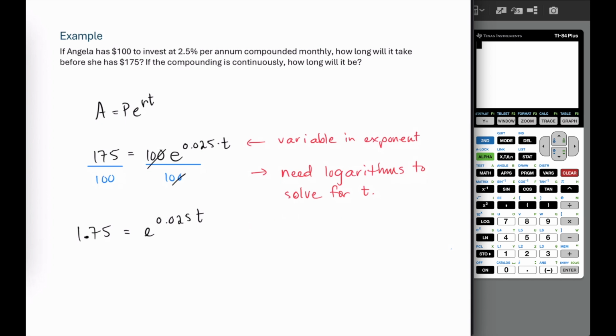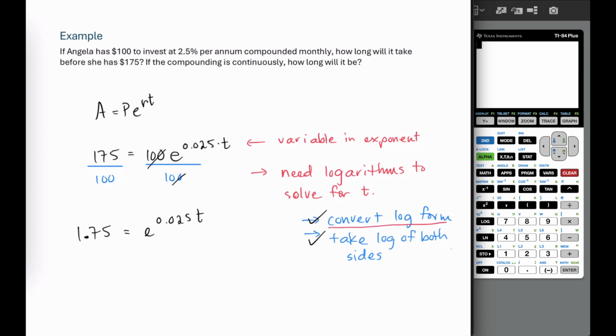Remember, there's two ways that we can bring logarithms into this equation. Number one is that we can just convert to log form, and the other is that we can take the log of both sides. In the first part of this example, we took the log of both sides, so this time, let's just convert it to logarithmic form.